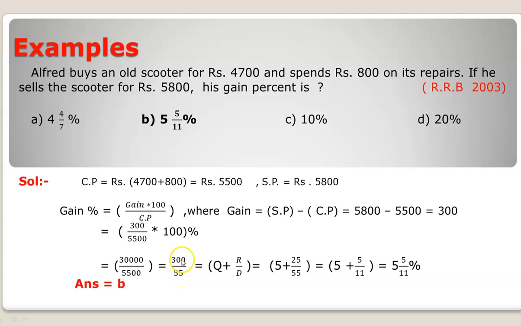If we divide 300 by 55, the quotient is 5, the remainder is 25 and the divisor is 55, which equals, in the next step, 5 plus, dividing this term by 5, 5 upon 11. This can be written as 5 and 5 upon 11%. So option B is the correct option.